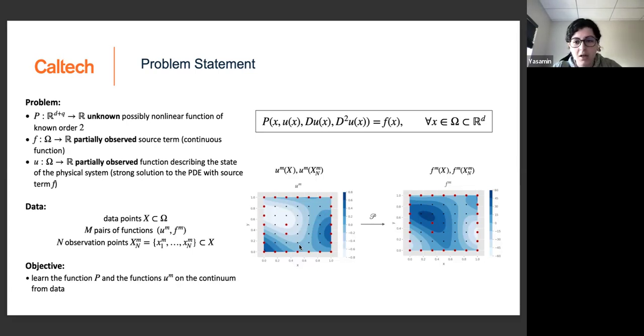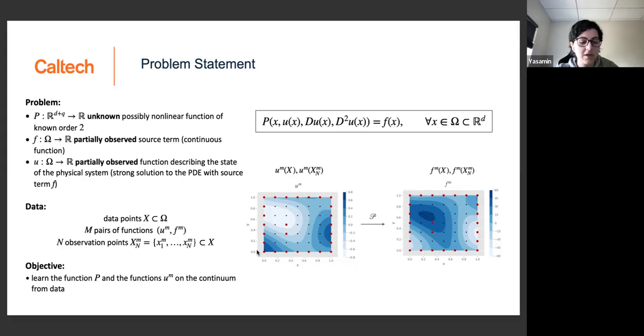Also, the observation points don't need to be the same between different pairs of functions. In principle, the number of observation points for each of these pairs also doesn't need to be a fixed n, but for sake of notation, we just decided to take a fixed number of observation points per pair to ease the notation. So now, given this setting, we have this unknown form of equation. We have partially observed solution terms and partially observed source terms.